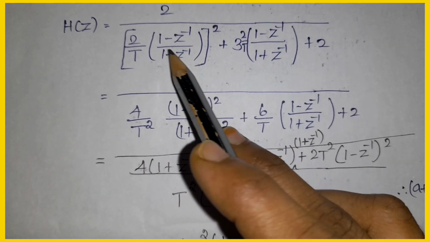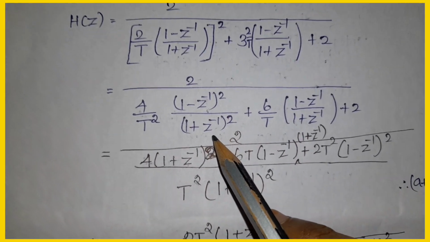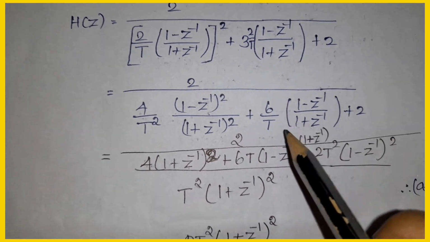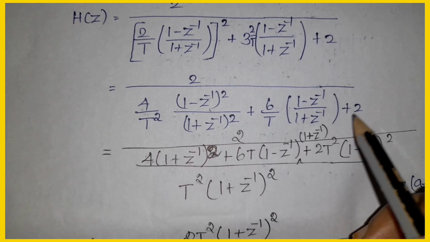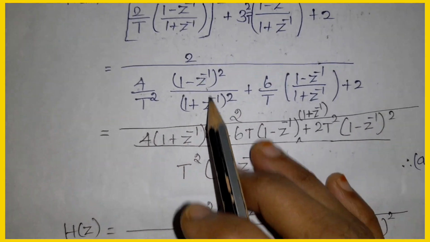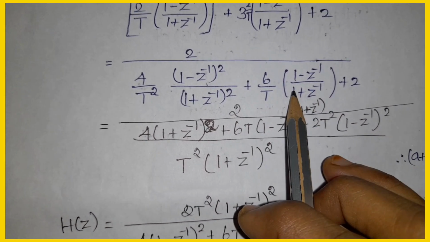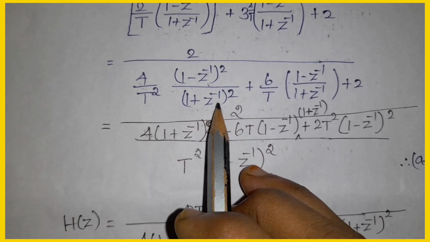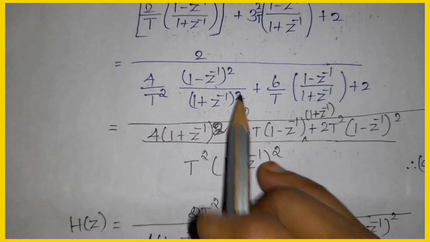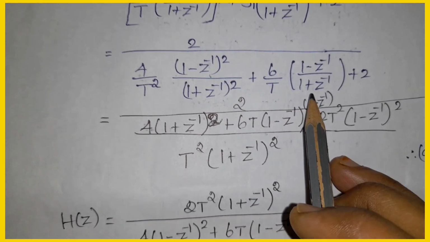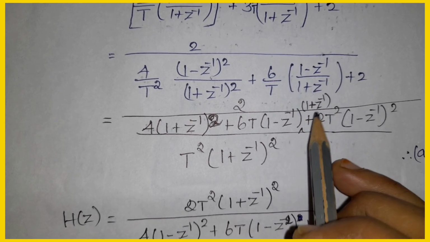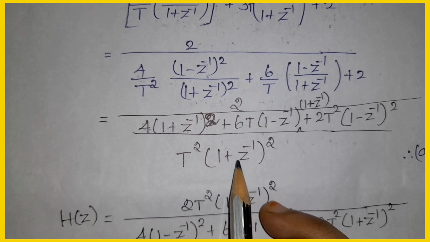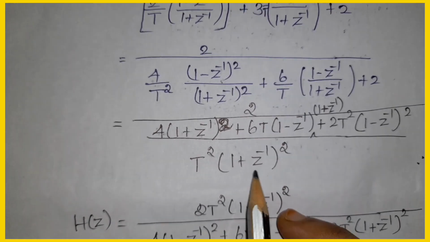Then this term will be squared, plus 3 into 2 6 divided by t, this term plus 2. So next step we have to take the common LCM. So the common LCM here is t square into (1 plus z power minus 1) whole square. Here we have t into (1 plus t z power minus 1). So the common term is t squared into (1 plus z power minus 1) whole square.